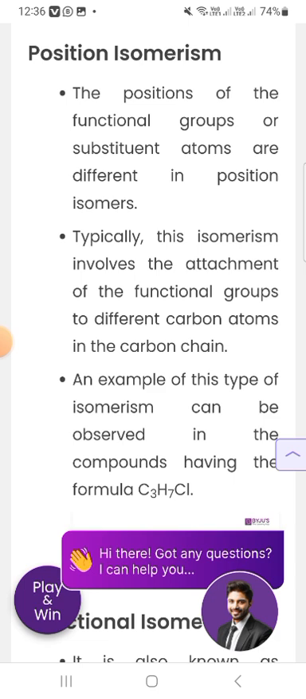Now I am repeating this topic, position isomerism. The position of the functional group or substituent atoms is different in position isomers. Typically, this isomerism involves the attachment of functional groups to different carbon atoms in the carbon chain. An example of this isomerism can be observed in compounds having the formula C3H7Cl.